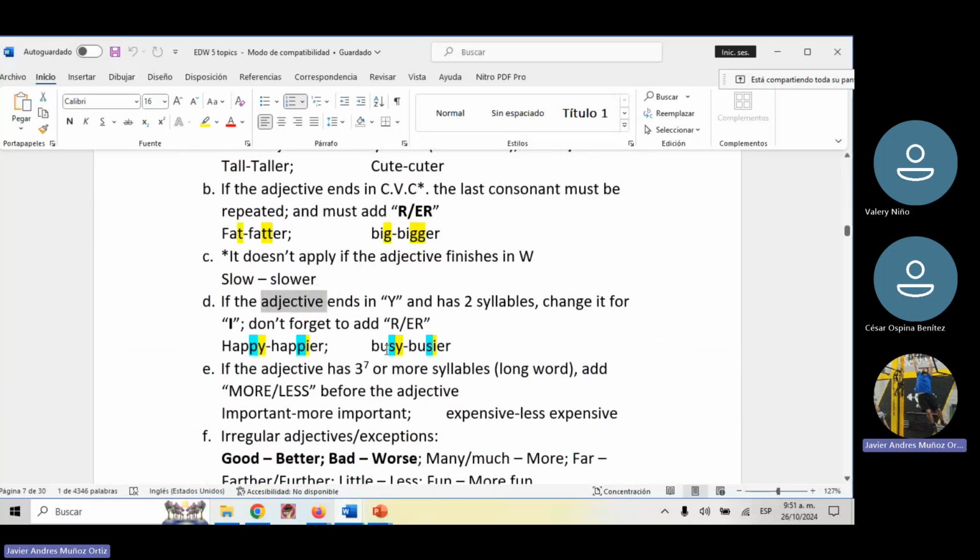Busy, for example, ends in Y, and before the Y there is a consonant. The consonant is S, the consonant could be P, R, M, D, F, whatever, it doesn't matter. What matters is that before the Y there is a consonant. Therefore, we're going to modify this Y to IER in the comparative and IEST in the superlative.